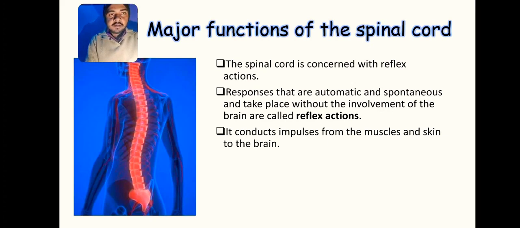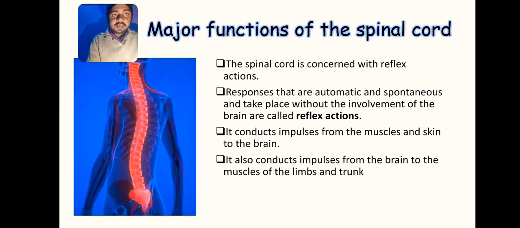It conducts impulses from the muscles and skin to the brain. The brain is a lot of thick connections of nerves, like a highway of nerves. These are street roads, the nerves, and the spinal cord is the highway. It conducts impulses from the brain to the muscles of the limbs and trunk, and every organ also.